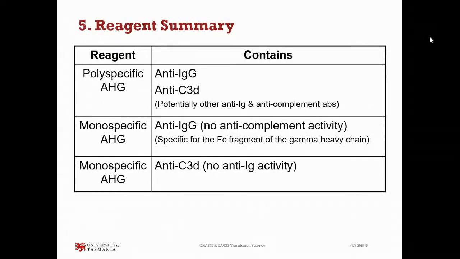And this is just another way of summarizing it. So reagent, polyspecific, anti-human globulin, anti-IgG, anti-C3d. Monospecific is anti-IgG only, monospecific anti-C3d only.